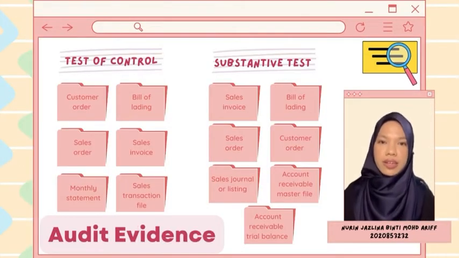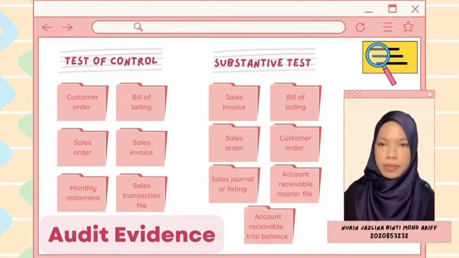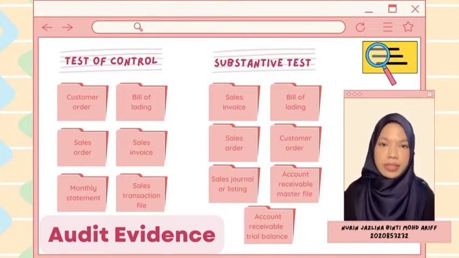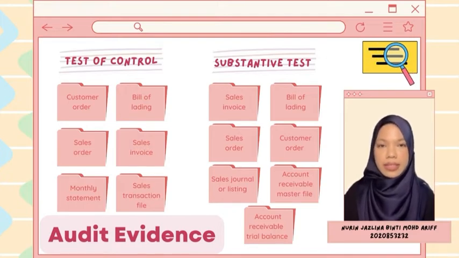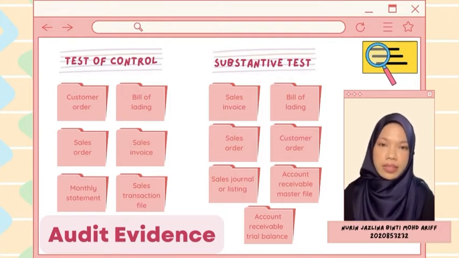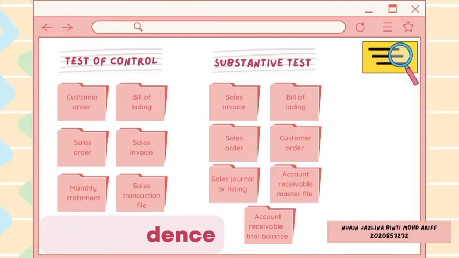Sales transactions are supported by necessary documents as evidence. For example, for test of control, the documents are customer order, bill of lading, sales order, sales invoice, monthly statement, and sales transaction file. While for substantive tests, the documents involved as evidence are sales invoice, bill of lading, sales order, customer order, sales journal or listing, accounts receivable master file, and accounts receivable trial balance.